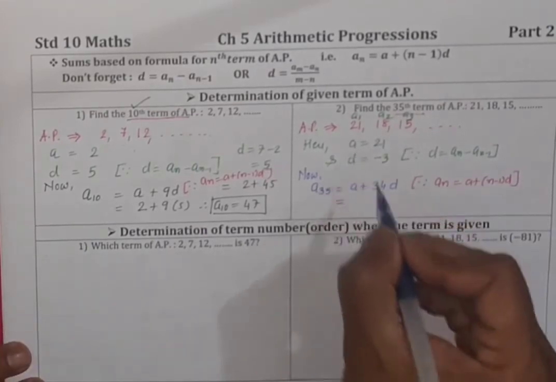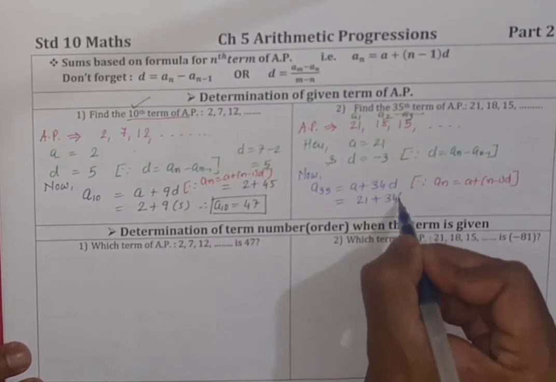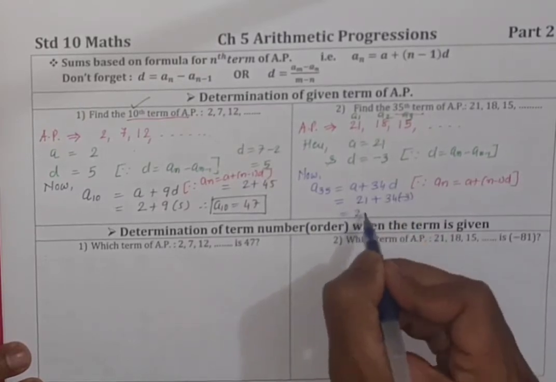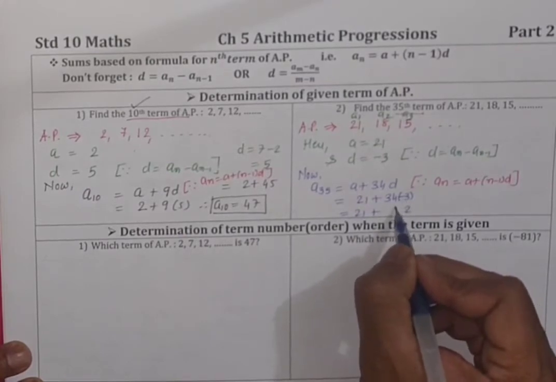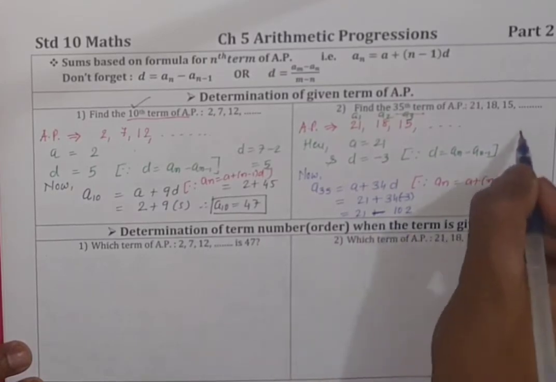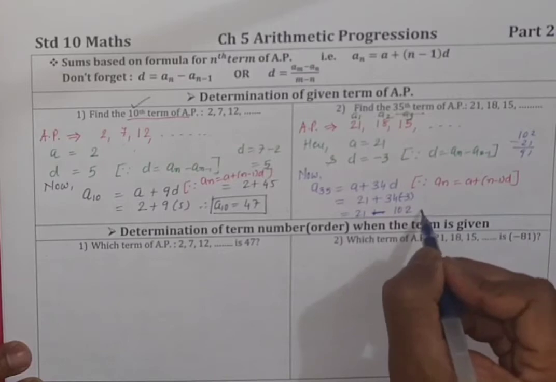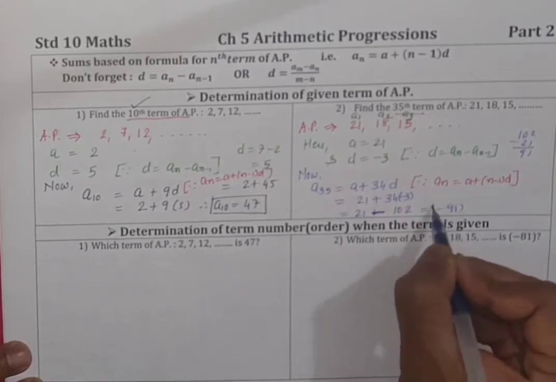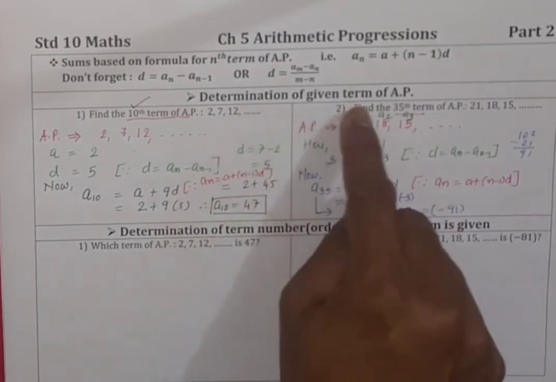चलिए अब बताइए व्हाट इज A 21 प्लस 34 into D. What is D? Minus 3. That is 21 plus 3 4s are 12, 12 and then 10 with minus sign. So I'll put this minus. Now 102 minus 21, 1 and a 9. But it will be negative. So minus 91. That is your 35th term. Is that clear, children? So determination of given term.